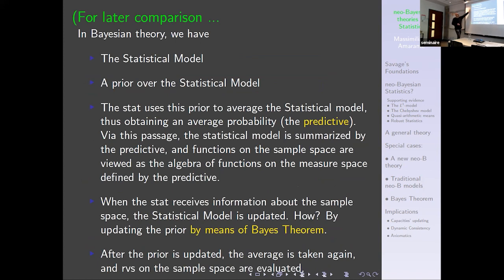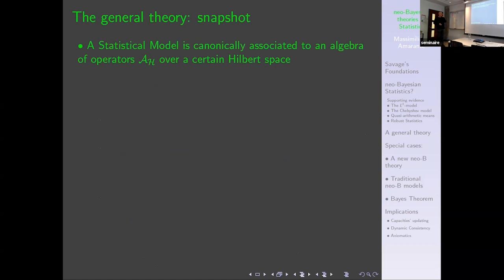For a quick comparison, in Bayesian theory, you do have a statistical model. The theory produces a prior over the statistical model. You take this prior to average among probabilities in the statistical model. This average probability is called the predictive, the one that you use to make your assessment. When you receive information, you use Bayes theorem, and in this way you update the statistical model. There is another way of going, but let's see. Okay, this is how the problem is solved there.